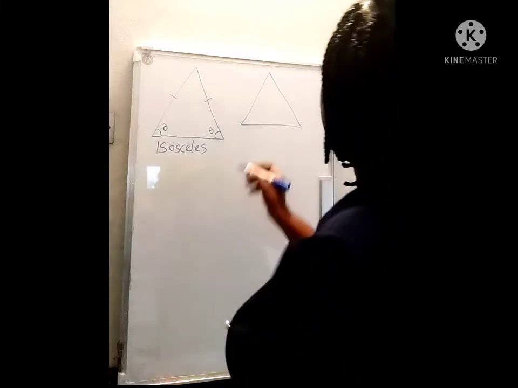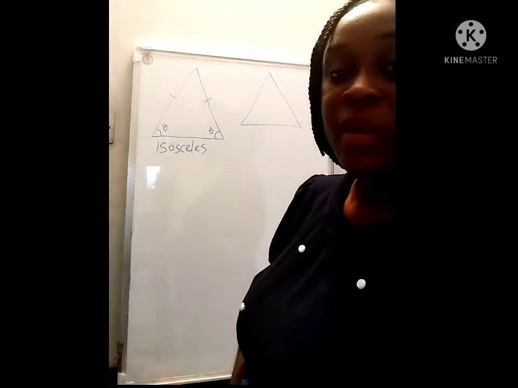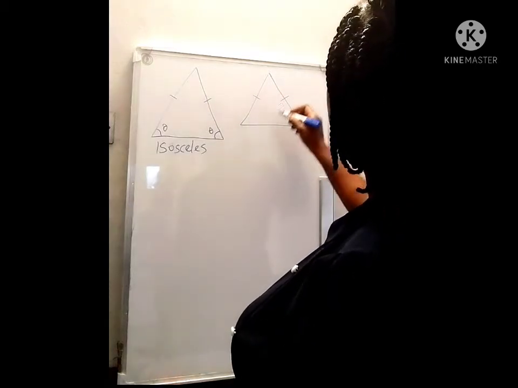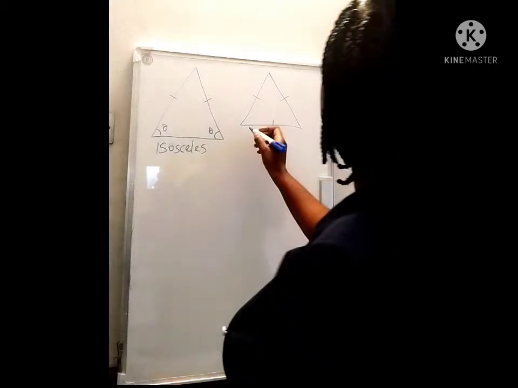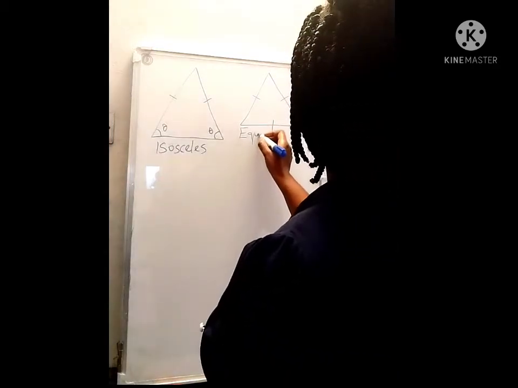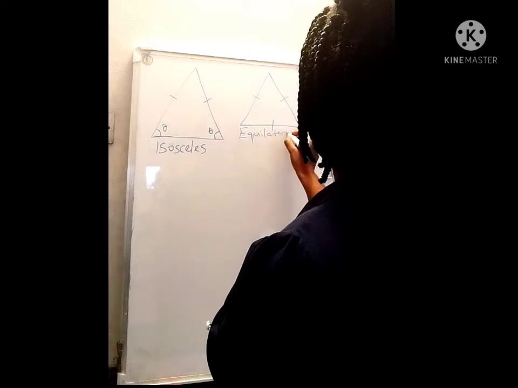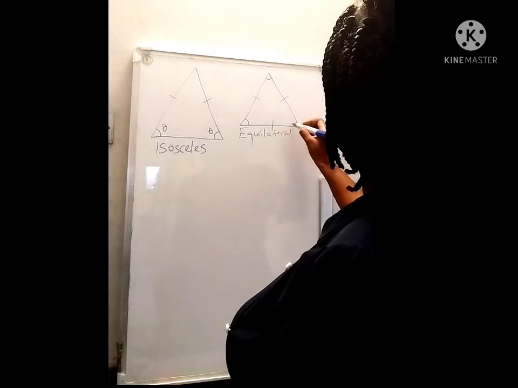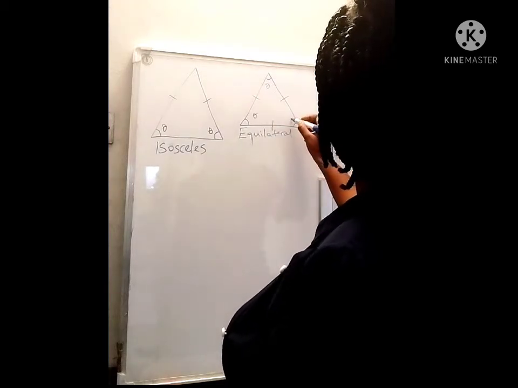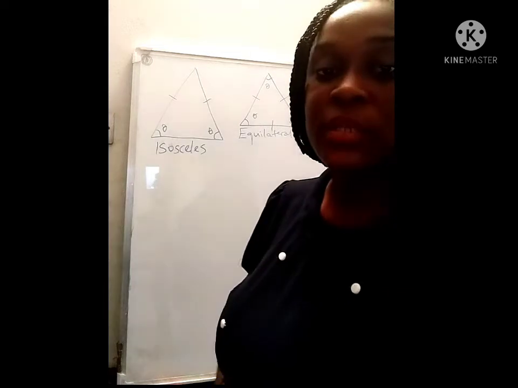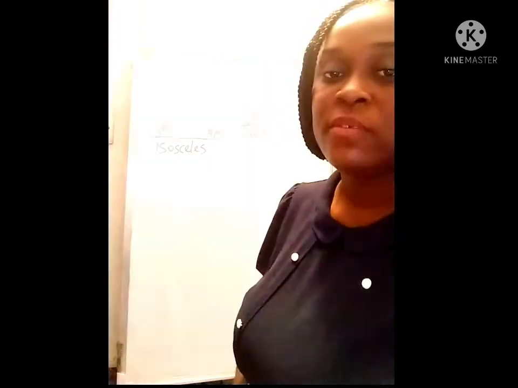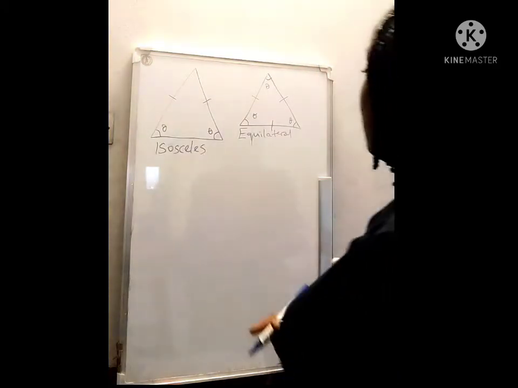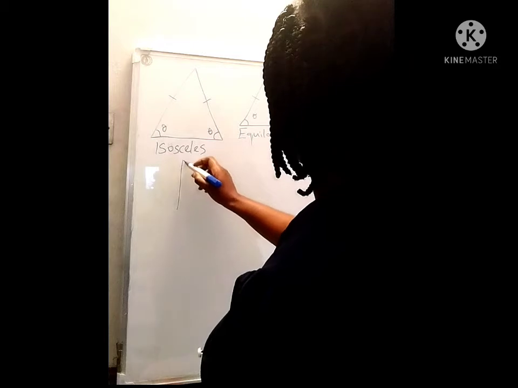Now an equilateral triangle has three sides equal. The three sides of the triangle are equal. And also the three angles are the same. A triangle is an object or a shape that has three sides only. That's a triangle. Okay? Then we have a right angle triangle.